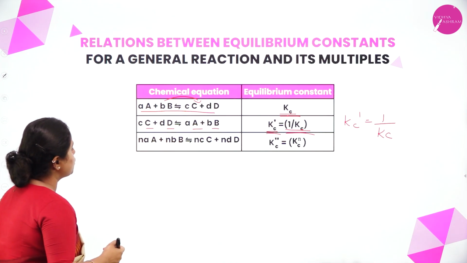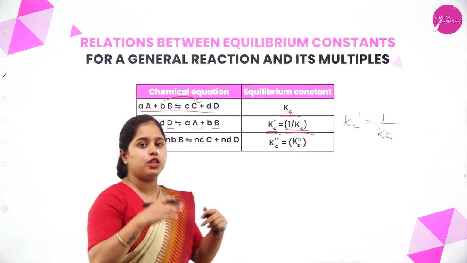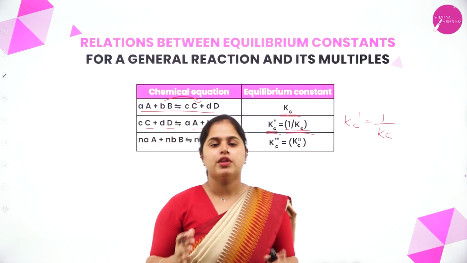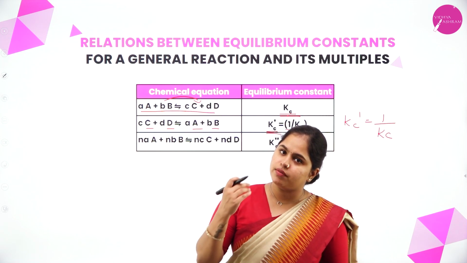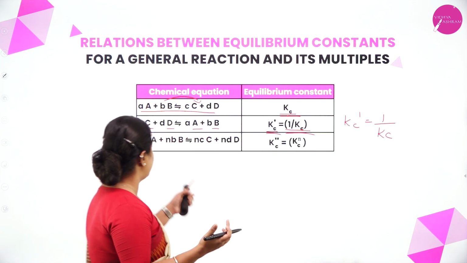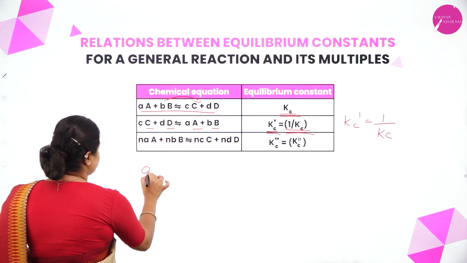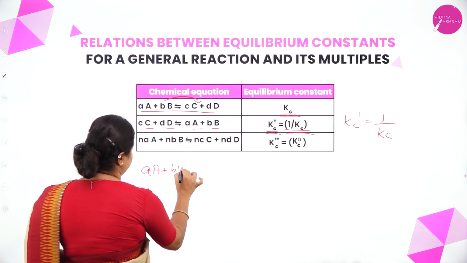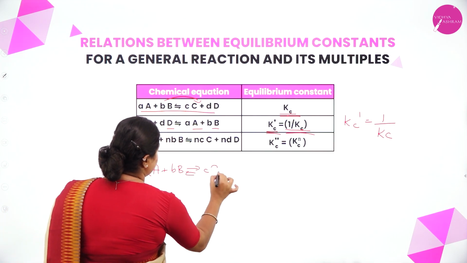Now moving on to the next one, if you are going to multiply the whole equation, okay, the whole equation, we are going to multiply with any integer. Okay, so here we have taken n. That means n times aA plus bB giving cC plus dD.